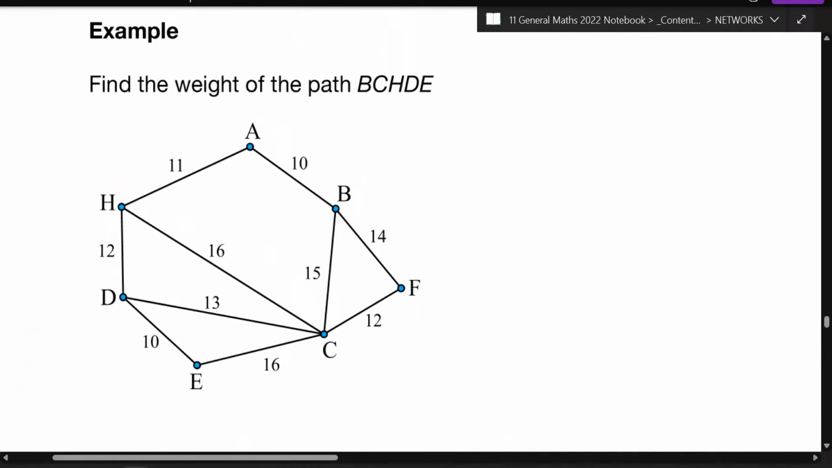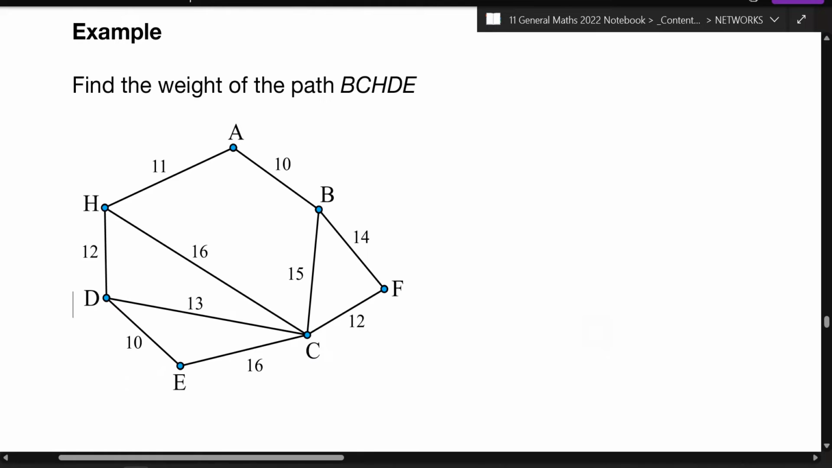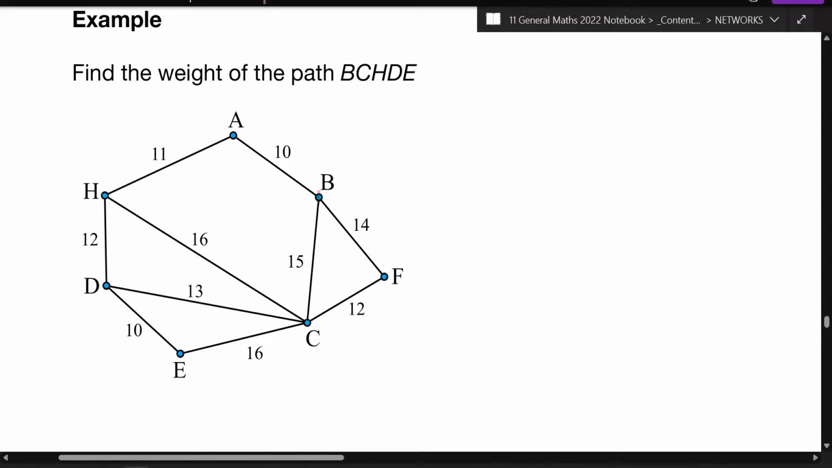So for example, here you've got a graph. It's got a number of vertices, and you've got your edges. The question here is you need to find the weight of this path B, C, H, D, E. So all you're doing is, if you're at B, follow the path to go to C, H, D, E. So you've got B to C, and then C to H, which is here, and then H to D, and then D to E.